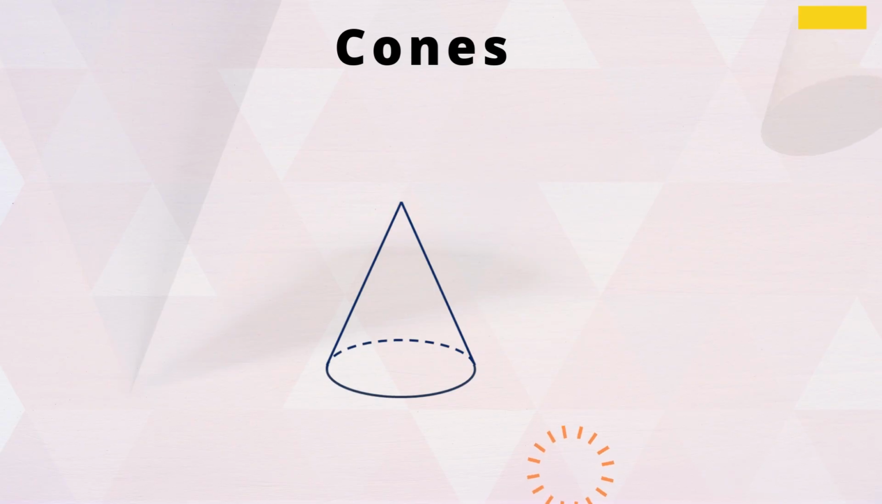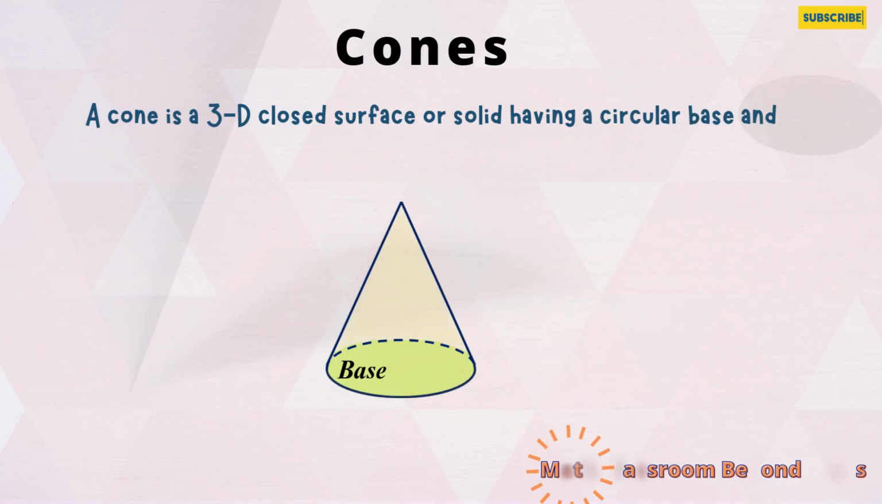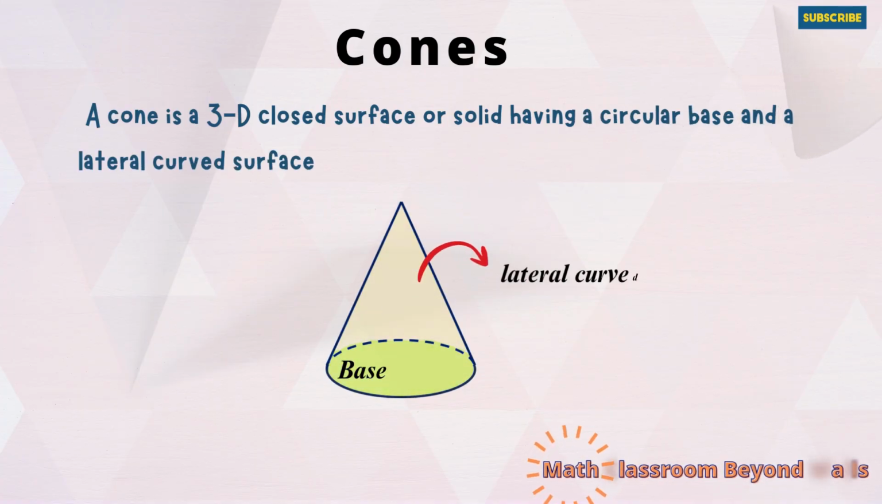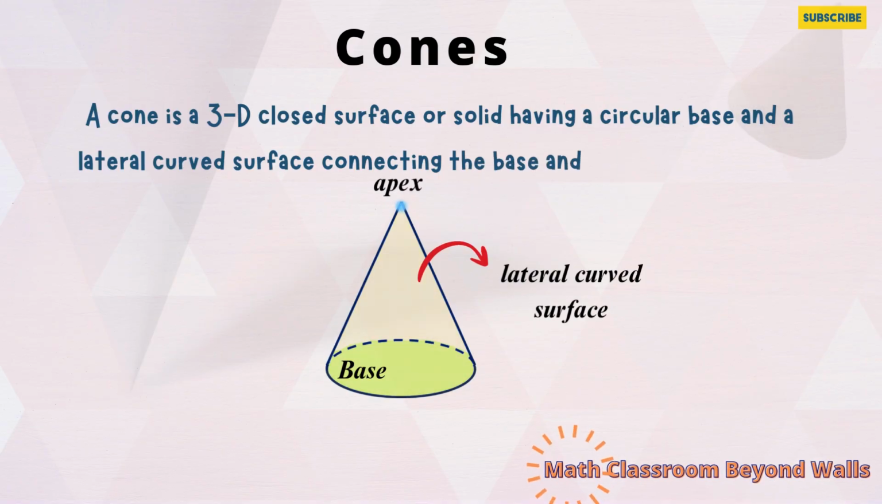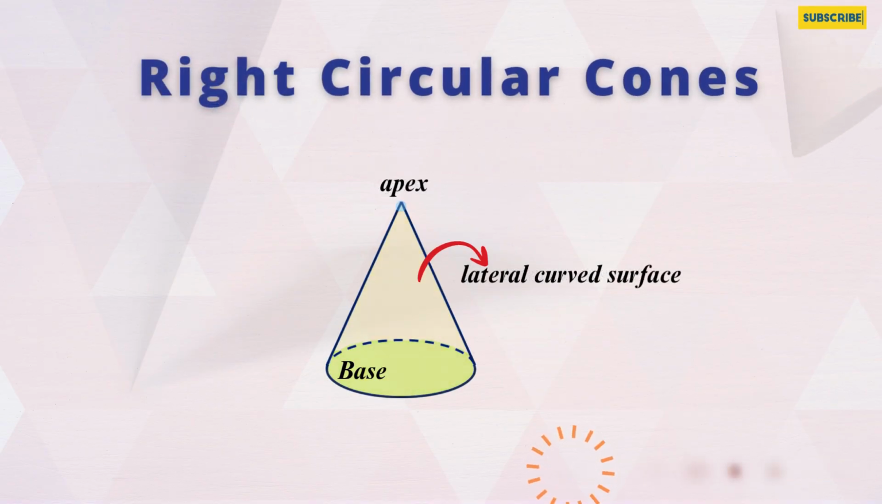As you see here, a cone is a three-dimensional closed surface or solid, having a circular base and a lateral curved surface connecting the base and the vertex or apex. In this video lesson, we will consider right circular cones only.